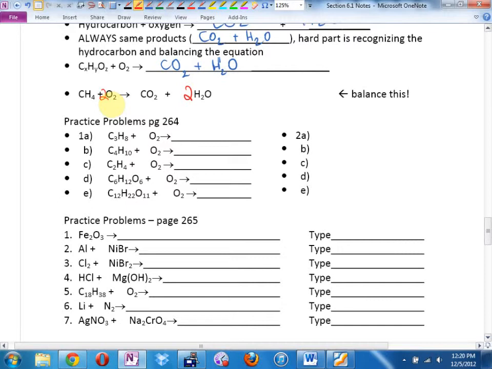This is also going on inside of you. This is why you guys breathe out carbon dioxide and water. And if you don't believe me, blow your breath onto a window on a cold day. You'll see the water condense.